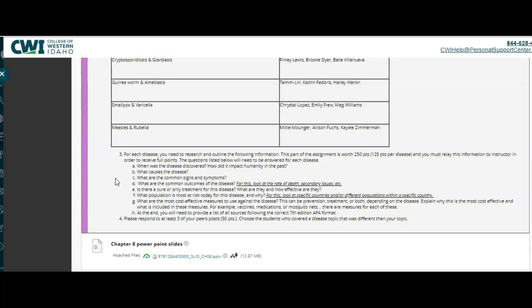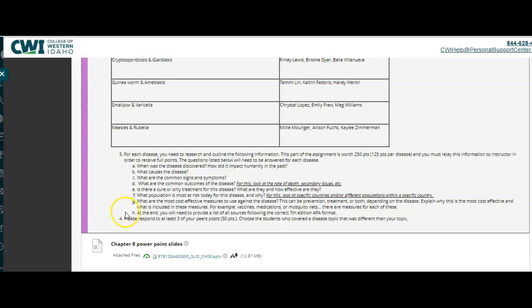What population is most at risk today for this disease and why? Look at specific countries and/or populations within a specific country. And what are the most cost-effective measures to use against the disease? This could be prevention, treatment, or both, depends on the disease. Explain why and what is included in those measures. So this could be vaccinations, medications, mosquito nets. These are all different types of measures in order to use against the disease.